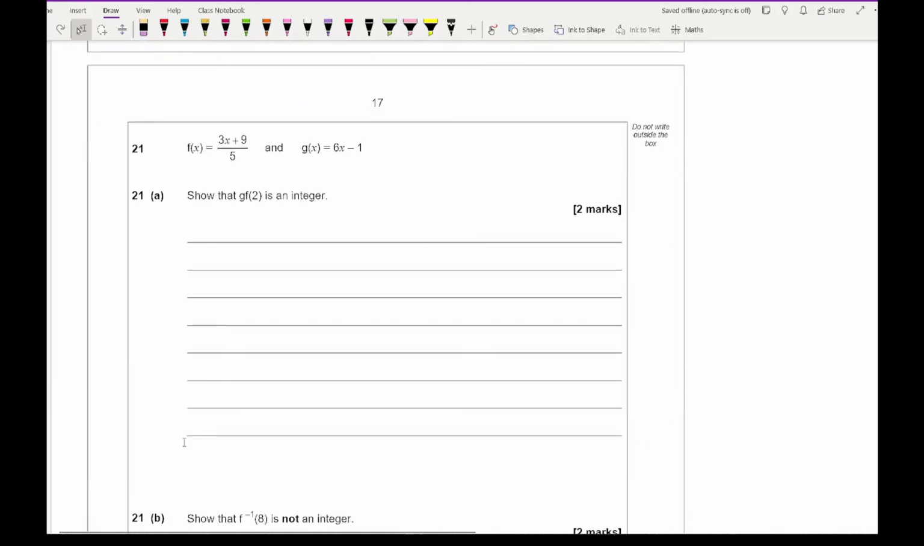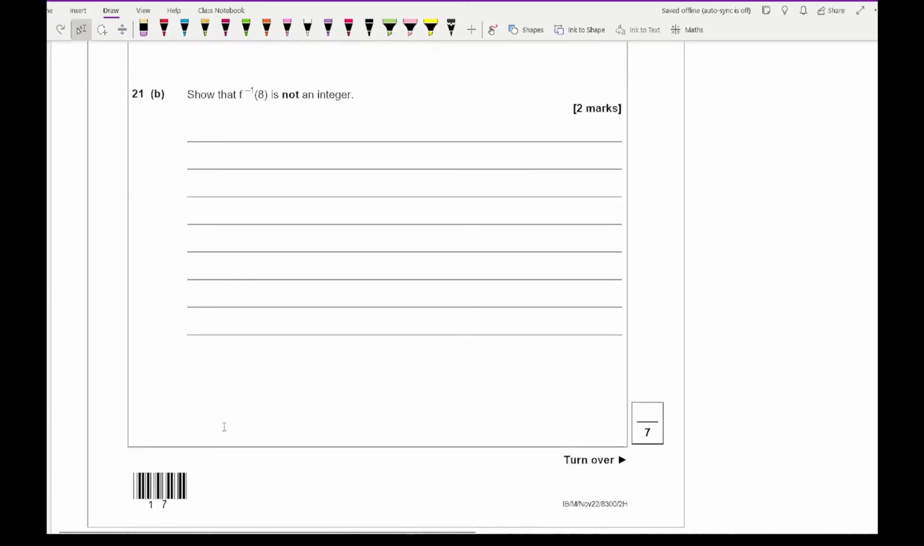Moving on to question 21. So here we've got a function f(x) of 3x plus 9 divided by 5, and we've got g of x, which equals 6x minus 1. So the question is saying show that gf of 2 is an integer. So if I first of all substitute f of 2, so 2 into f, I get 3 times 2 plus 9 divided by 5, and that comes up to an answer of 3. Then if I work out g of 3, I've then got to do 6 times 3, take away 1, which gives me an answer of 17.